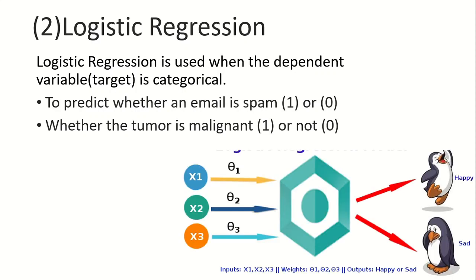So it's a classification. These x values are the independent variables. We call them features, and we feed them into the system and classify whether the result is positive or negative, or happy or sad. There can be two classes, or we can have more than two classes in logistic regression.